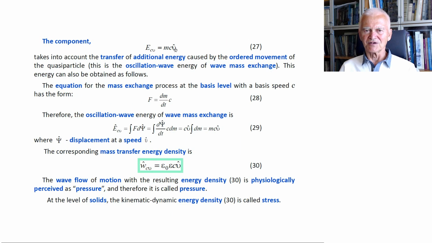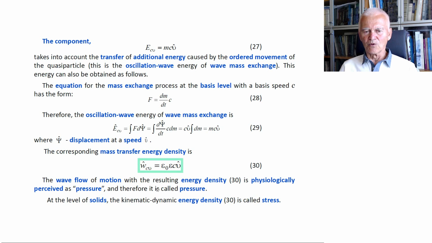This component, mcv, takes into account the transfer of additional energy caused by the ordered movement of the quasi-particle. This is the oscillation wave energy of wave mass exchange. This energy can also be obtained as follows. The equation for the mass exchange process at the basis level with the basis speed c has the form: time derivative of mass and c. Therefore, the oscillation wave energy of mass exchange is this integral, mcv, where c is the displacement at the speed v. The corresponding mass transfer energy density has this value.